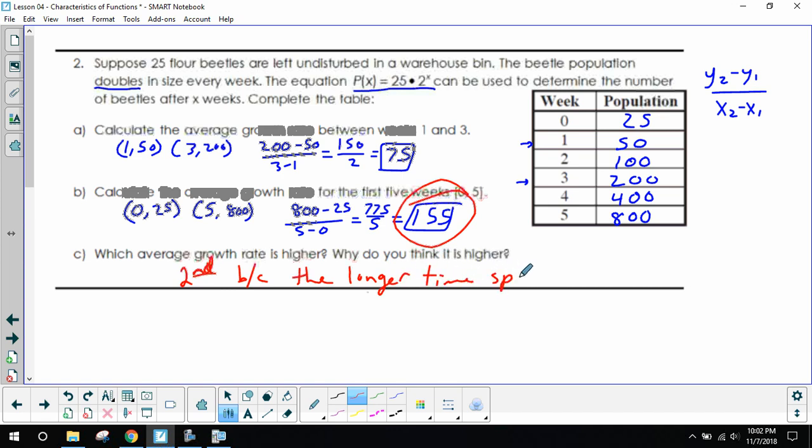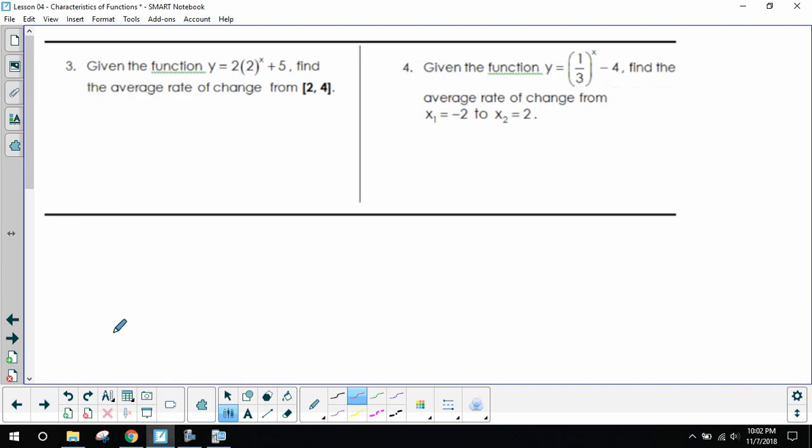Okay. Yeah, this is easy. Let's keep going. Let's see. This is right beneath it. It says given the function, find the average rate of change. Look, guys, by now you should be able to pause this video, grab your calculator, and plug it in.